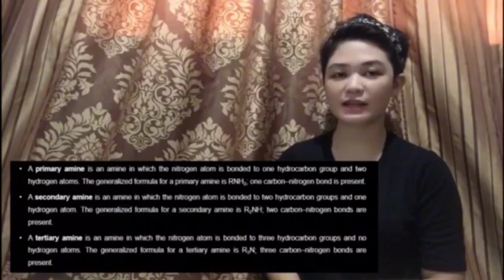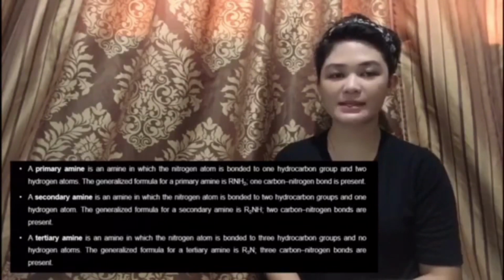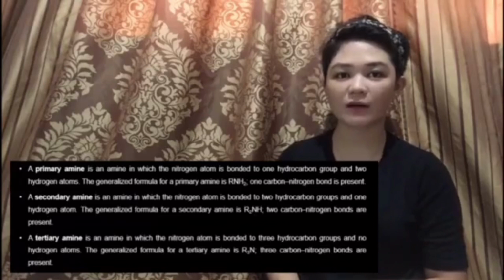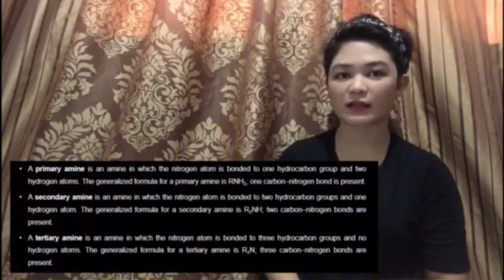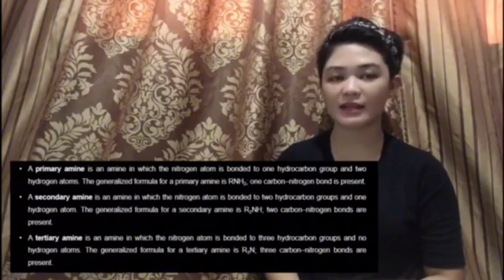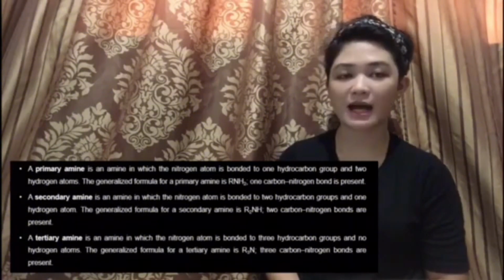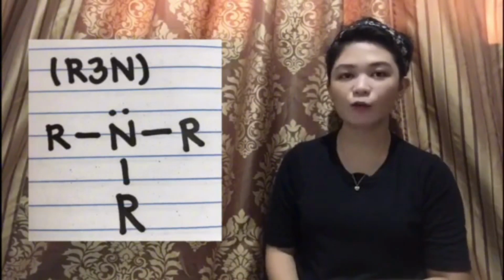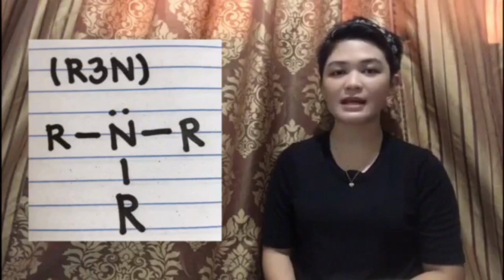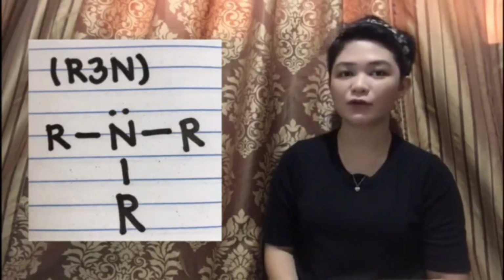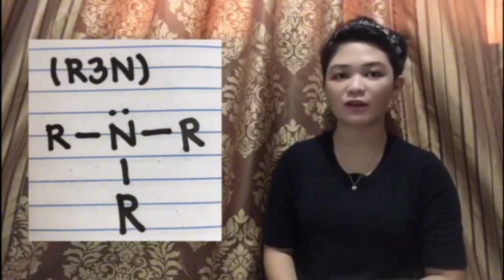And the last one is the tertiary amine. A tertiary amine is an amine in which the nitrogen atom is bonded to 3 hydrocarbon groups and no hydrogen atom. The generalized formula for a tertiary amine is R3N. 3 carbon-nitrogen bonds are present. So we can again see in the example the simplest structure of a tertiary amine, in which the generalized formula is R3N, in which the nitrogen is bonded to 3 hydrocarbon groups and no hydrogen atom.